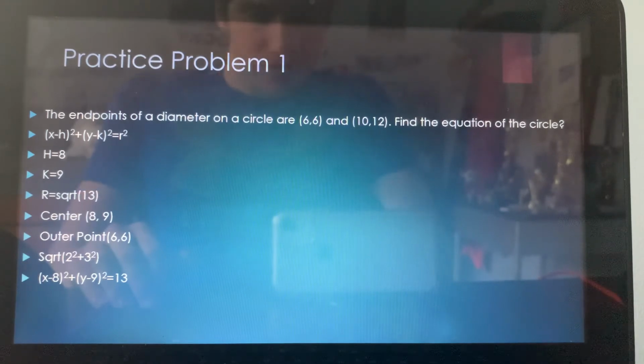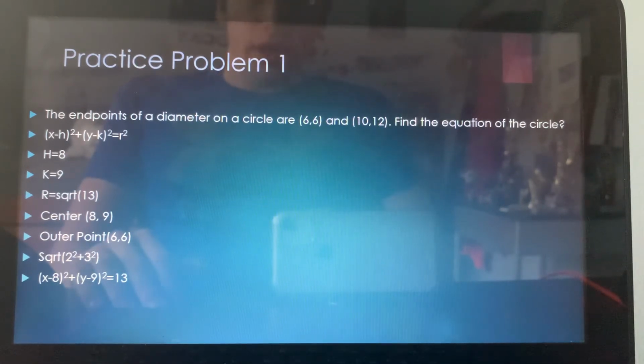Now, the midpoint of 6 and 10 is 8. The midpoint of 6 and 12 is 9. So we know the x value of the center is 8 and the y value is 9. And that tells us our h and k values, because h is the x value of the center and k is the y value of the center. So we already know we have x minus 8 squared plus y minus 9 squared equals r squared. But we don't know what r is yet.